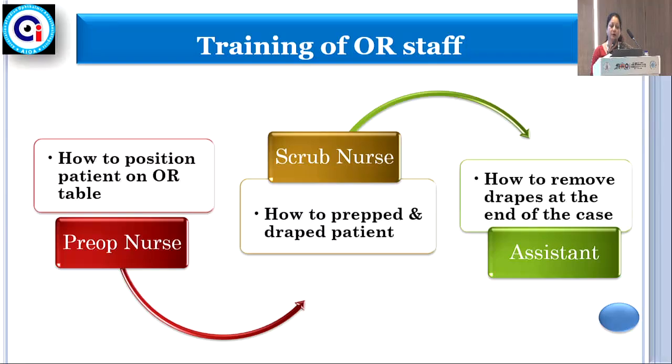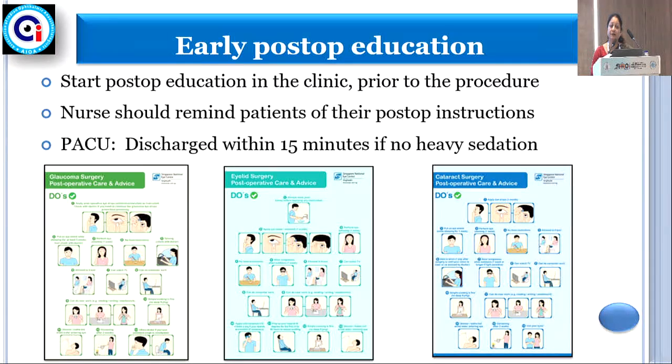So, training of OR staff: the pre-op nurse should be trained how to position the patient on the OR table. The scrub nurse should be trained how to prep and drape the patient for that type of surgery. And the assistant should know how to remove the drapes at the end of the case so that less time will be taken. Post-op education should be started early in the clinic, so it will not be done in the OR. The nurse should just remind the patient of the post-op instructions, and these post-op instructions can also be given to them in writing. One should aim that in the PSU, discharge should not be delayed by more than 15 minutes if the patient is not getting any sedation.